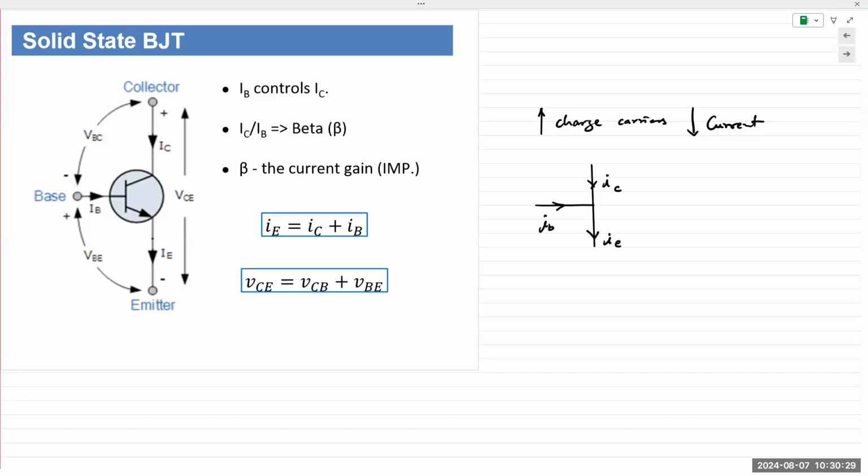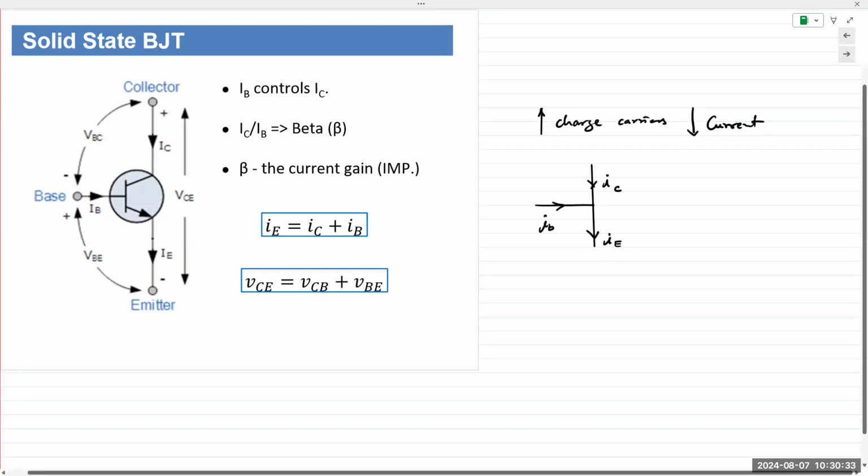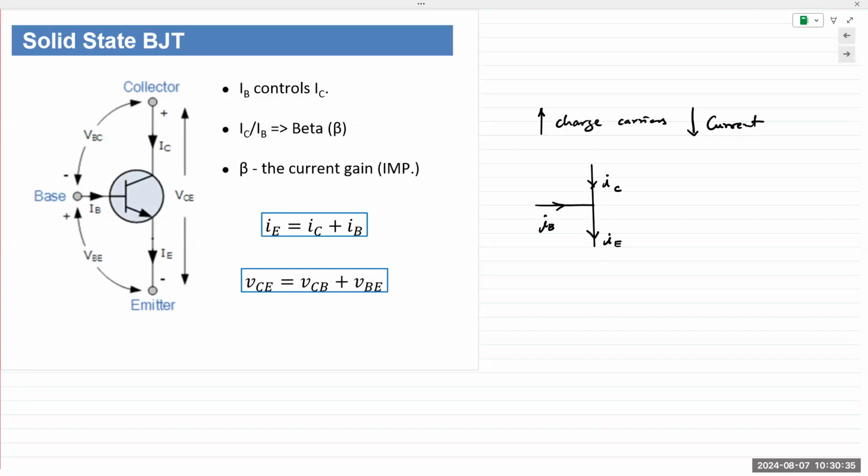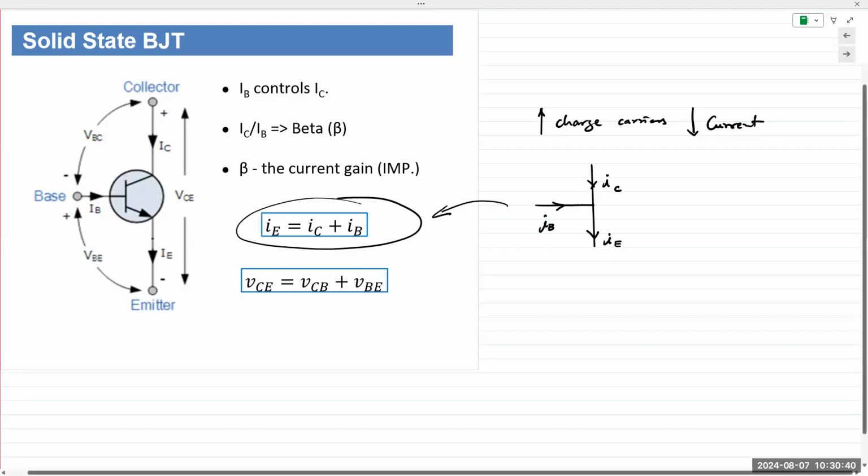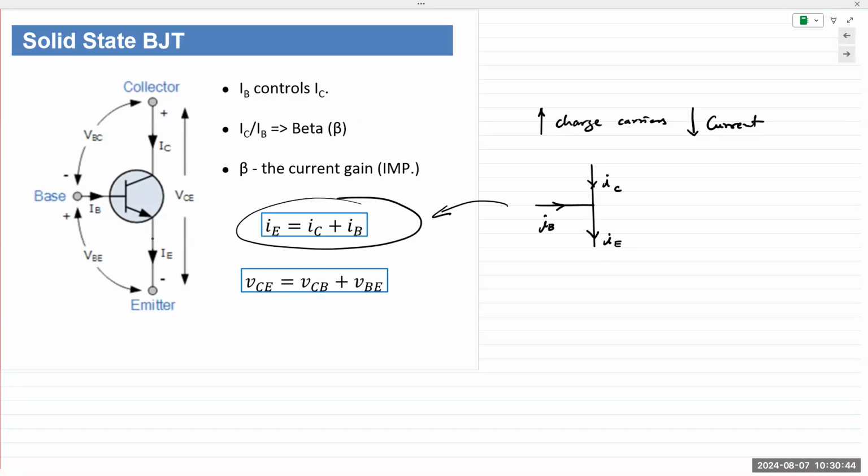So you can apply KCL and obtain the equation for IE. The emitter current is the sum of the base and the collector currents. So IE is IC plus IB.